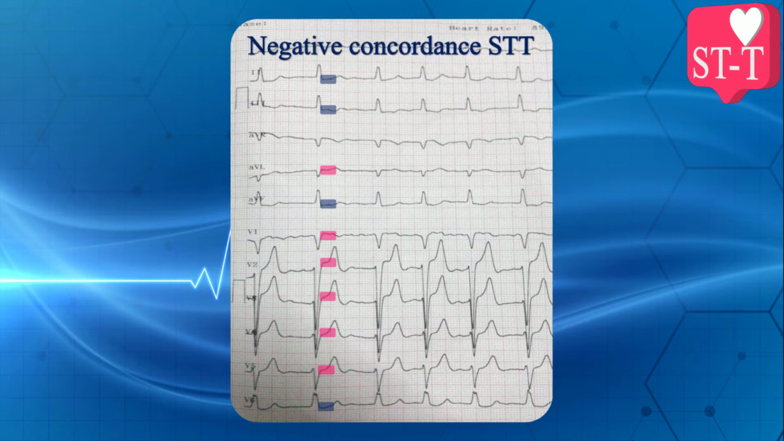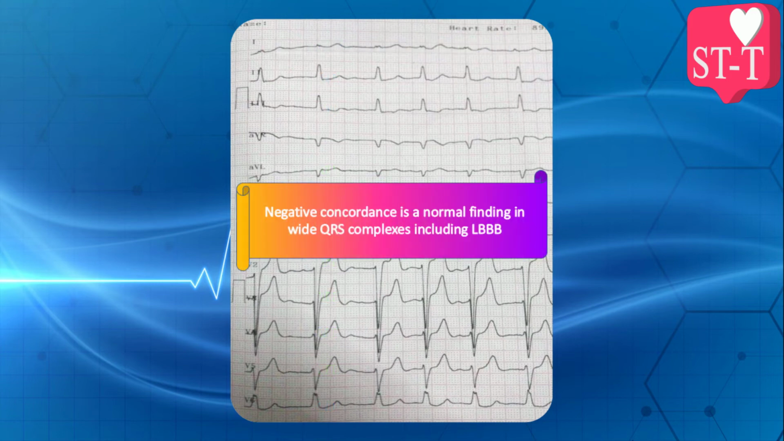In AVL and V1 to V5, QRS complexes are negative, while ST segments are clearly elevated and T waves are upright. Conversely, in V6 and inferior leads, QRS complexes are positive with associated ST depressions. Negative concordance is a normal finding in wide QRS complexes including LBBB.